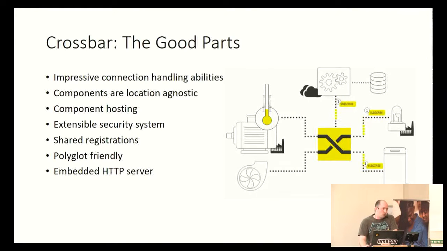A nice feature with the RPC functionality provided by Crossbar is that you can do shared registrations of RPC functions. So multiple components can register that they provide the same RPC function. So if you want to scale up an RPC function, you can literally just bring online more components. They'll connect to the router and say, hey, I'm here, I can handle this function, send stuff my way.